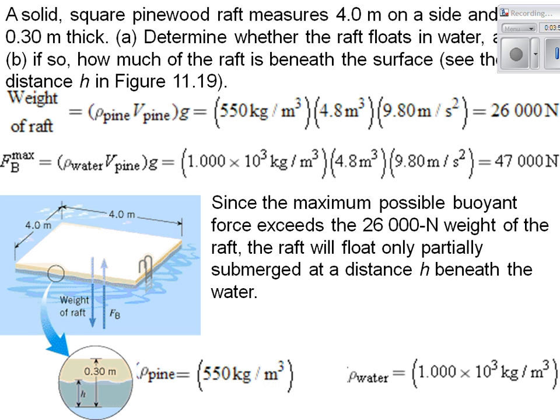So let's find out what that distance h is. If you haven't found that out yet, pause the video and see how much water must be displaced in order for the buoyant force to equal the weight of the raft. In other words, how much water has to be displaced in order to get 26,000 newtons. If you're having problems, your hint is you're going to use a very similar equation, and you're going to use the density of water because that is what's being displaced. Remember, the buoyant force will equal the weight of the water. So go ahead and try that.